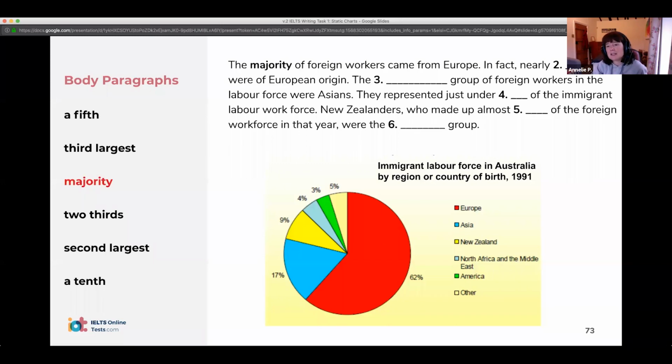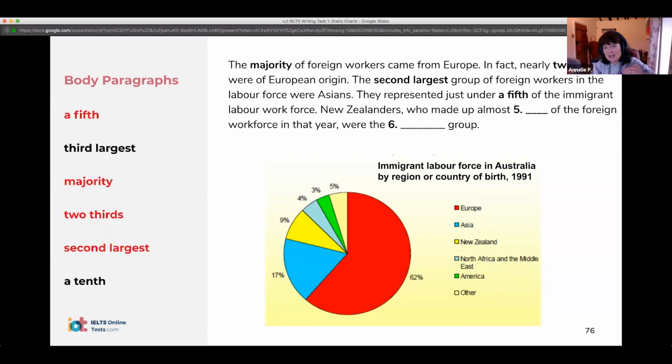So in fact, nearly, very good, nearly 2/3. We're just under 66% there, so nearly 2/3. Again, we're backing up our information with the exact figures. Then we're going to move down. Very good. The second largest group, a very logical order there from the largest to the smallest. That's the Asians. Asians represented just under, very good, a fifth, so 17%, just under 20%.